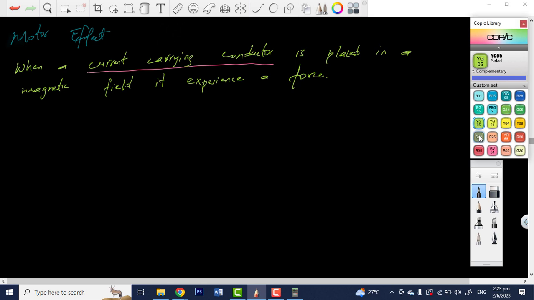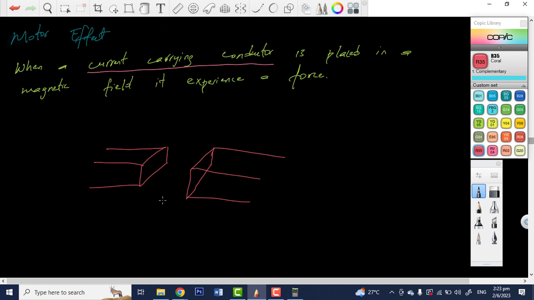I want to draw a bar magnet. So let's draw a bar magnet. Let's say we have something like this. Then we draw another one, so we can make it look like this, something like that. So these are two bar magnets, right?